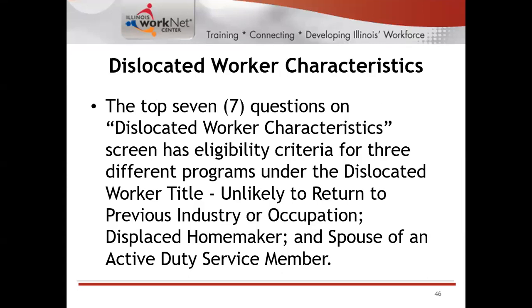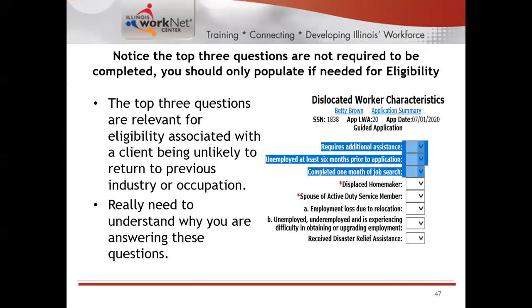So again, the first 7 questions do have eligibility tied to either unlikely to return or displaced homemaker or spouse. And again, the other PowerPoint that I'll be sending out with more details is going to get really in depth on these, but we'll just go over them quickly. The top 3 questions, again, are tied to unlikely to return. You'll notice they don't have asterisks, meaning they're not required a response. So when career planners are populating those, they should really know why they're populating them, because they should only be populated if they need it for eligibility.